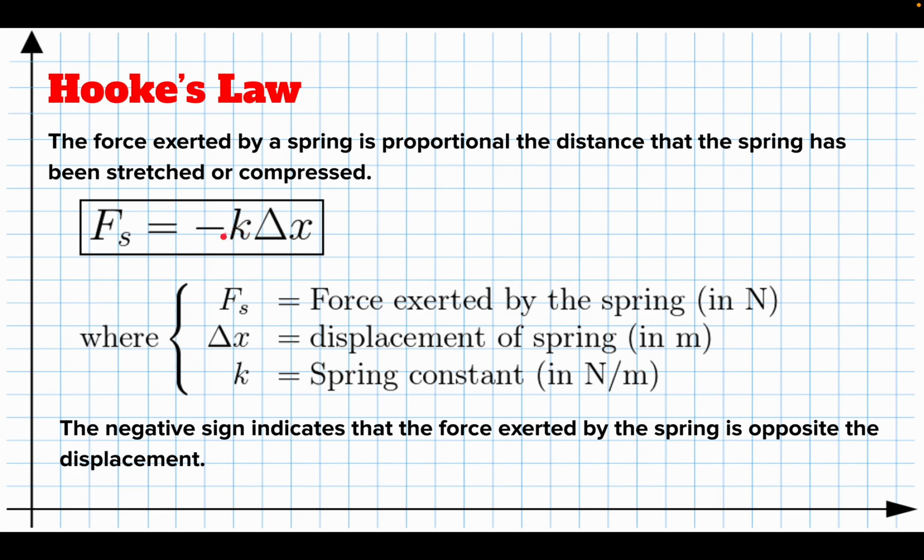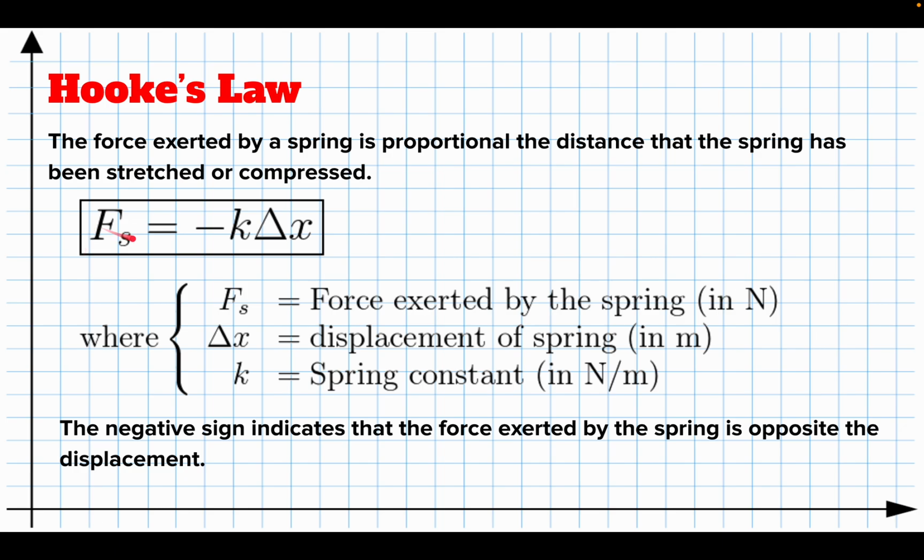A large spring constant means you need a big force to stretch the spring. And a small spring constant means you just need a small force to stretch the spring. So the K, the spring constant, is also thought of as the stiffness of the spring. The bigger K is, the greater the stiffness of the spring.